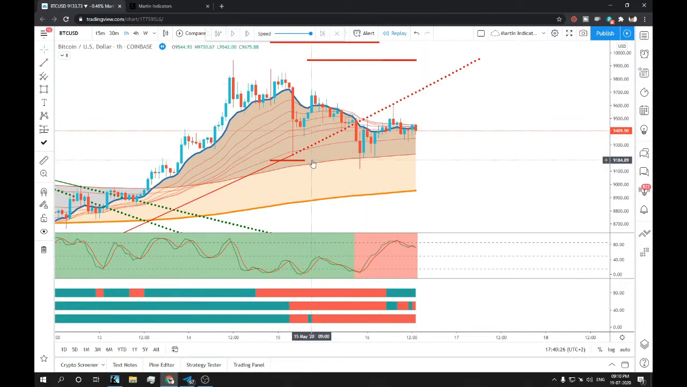That's why I told you to ignore, guys. You can see the price reacted to that support and it just bounced off that support. That's why I told you to ignore, guys.